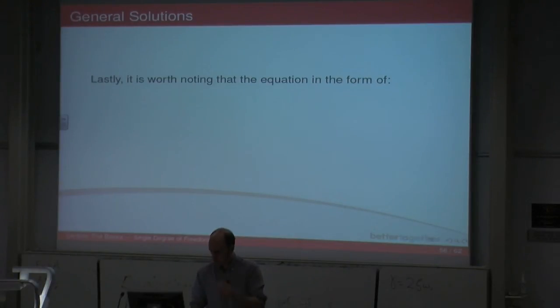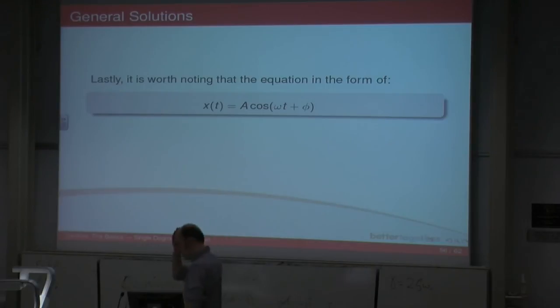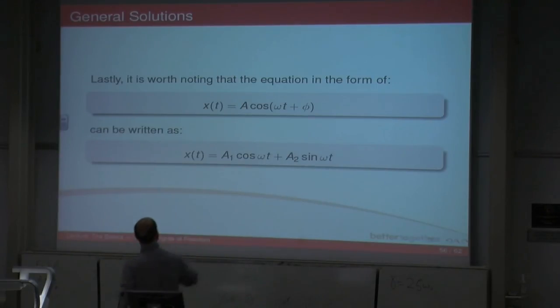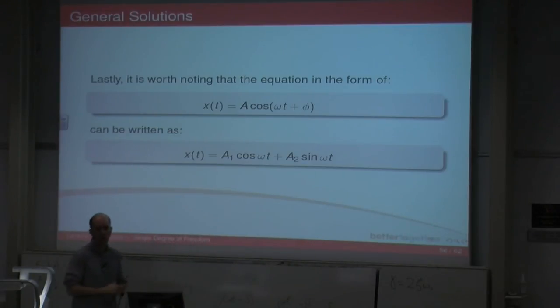And then lastly, we were lastly on the last slide, but this time it really is lastly, general solutions. Again, you may have come across an alternative form for an equation that looks a bit like this: A cosine omega t plus phi. That can be written like this. Get rid of the phase and we end up with cosine and sines in the same thing. They're the same thing. A1 and A2 are obviously different from A, but it's exactly the same equation.